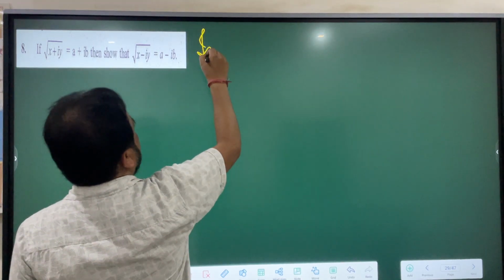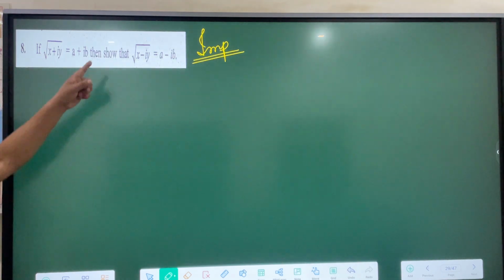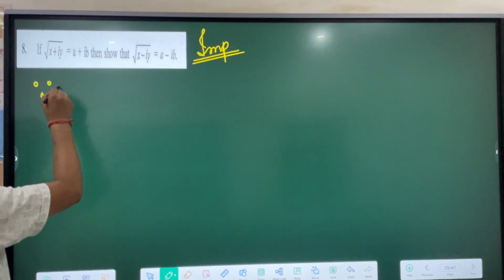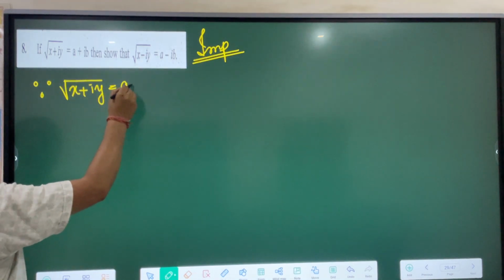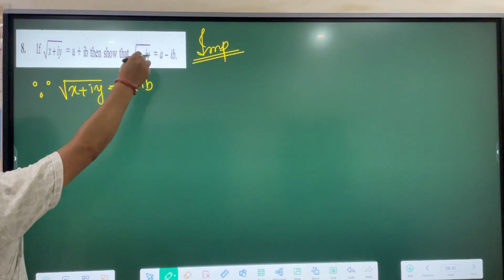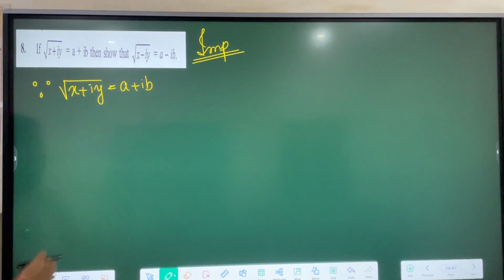This is a very, very important sum. This always comes in exam oriented questions. It is given that square root of x plus iy equals a plus ib. To show that square root of x minus iy equals a minus ib. Plus plus given, minus minus we have to show.